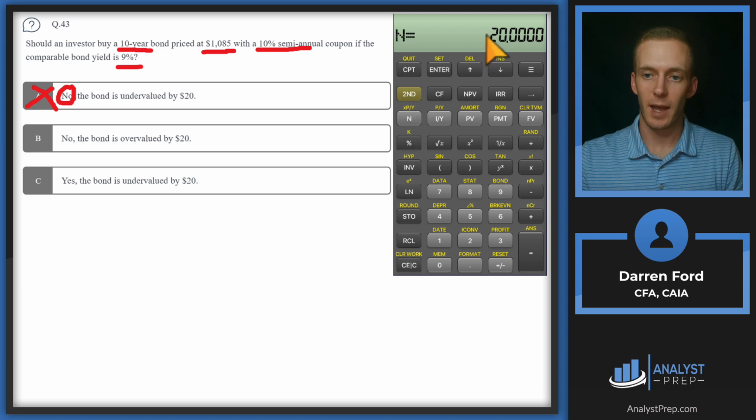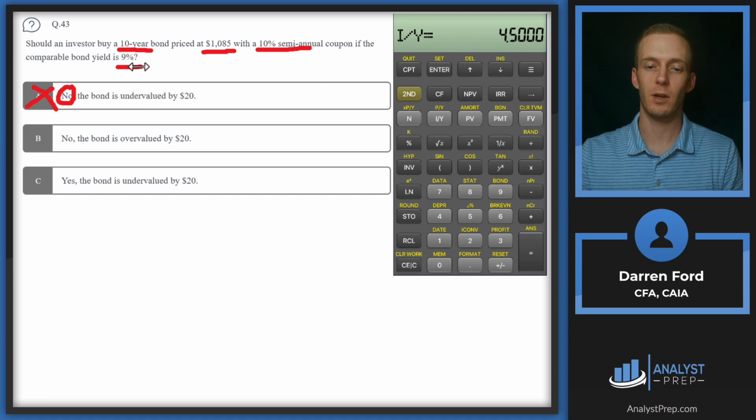So let's look at the calculator here. For N, we're going to have 20 since we have a 10-year bond at semi-annual coupons. So we'll do 10 times 2, get our 20. The semi-annual is also going to cut the interest rate in half, so we're going to have 4.5 for our yield rather than 9. Our present value is what we're going to solve for, so we'll skip that. Payment is going to be 50 since we have semi-annual coupons.